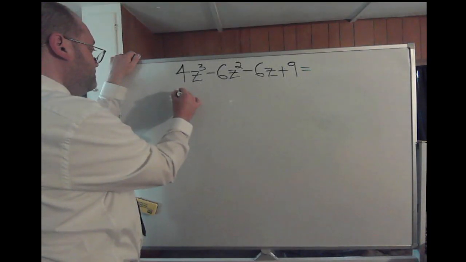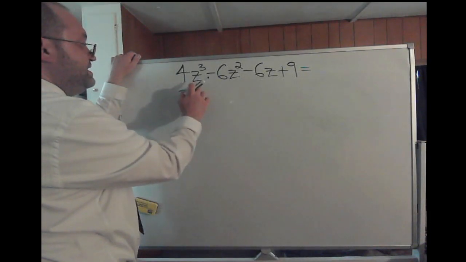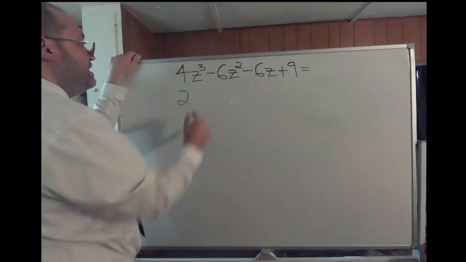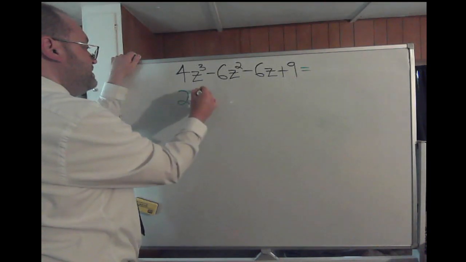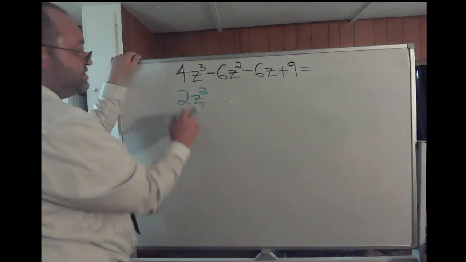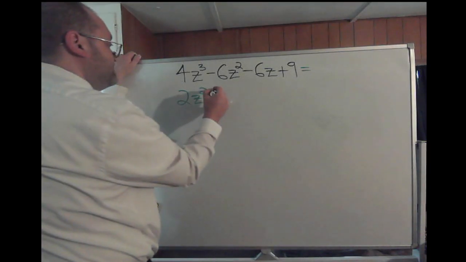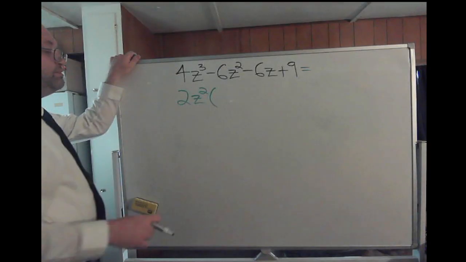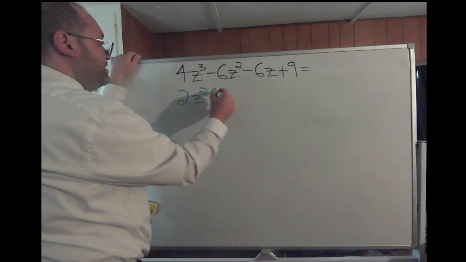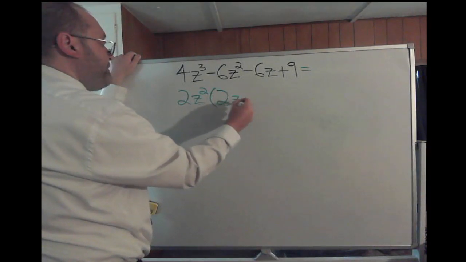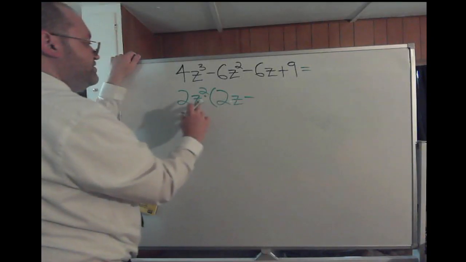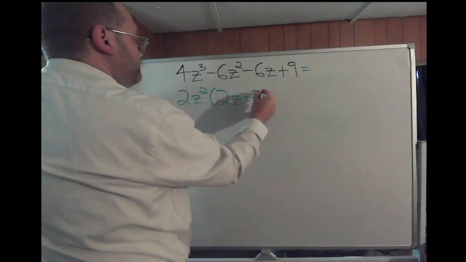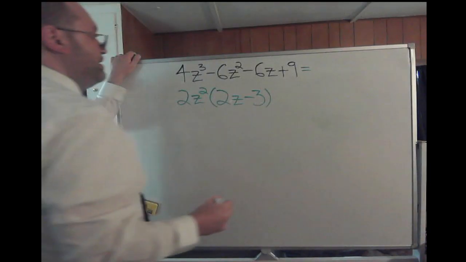Definitely 2. Now between z to the third and z to the second, what's the greatest common factor? That'd definitely be z to the second. So you factor out a 2z to the second. Alright, so 2z to the second times what equals 4z to the third? That'd be 2z. Minus, you have 2z to the second times what equals 6z to the second? Well, that'd just be 3. Okay?